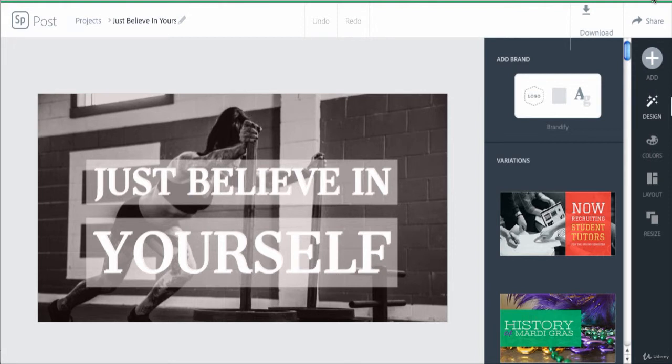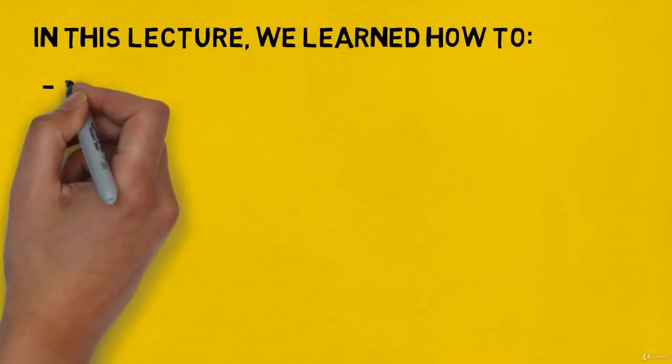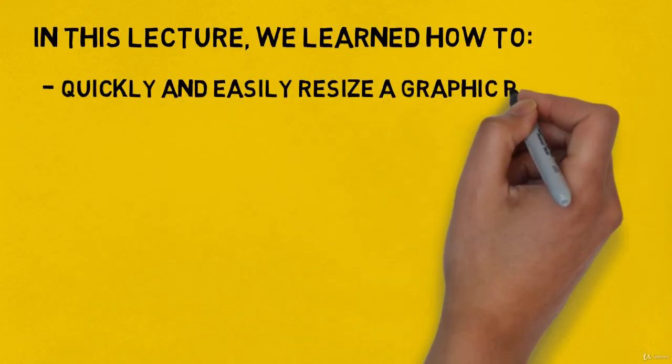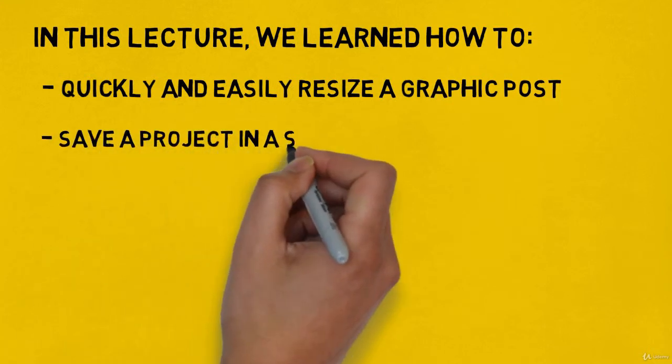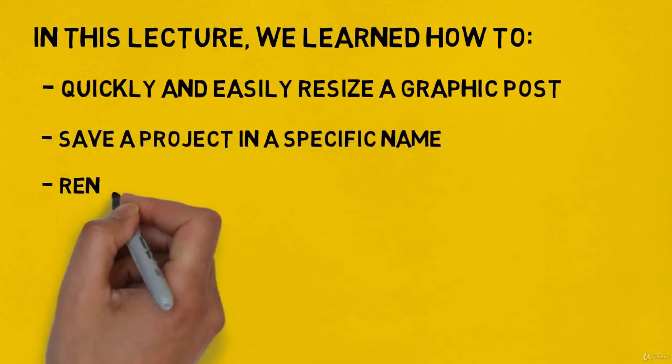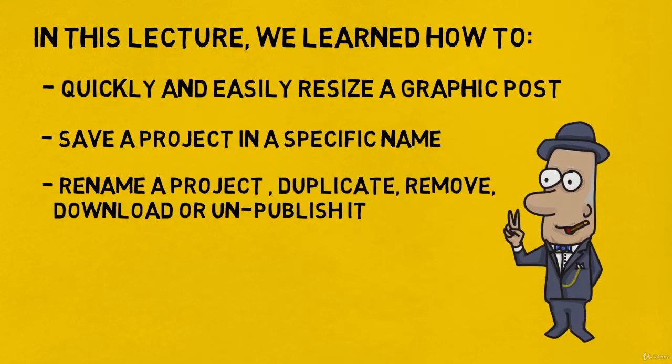But before moving on to the next section, let's wrap up the main points we have learned throughout this lecture. We will also quickly summarize the highlights of this section before moving to the next one. So in this lecture, we have learned how to quickly and easily resize a graphic post in Adobe Spark, how to save a project with a specific name, how to rename a project, duplicate it, remove it, download it, or unpublish it.